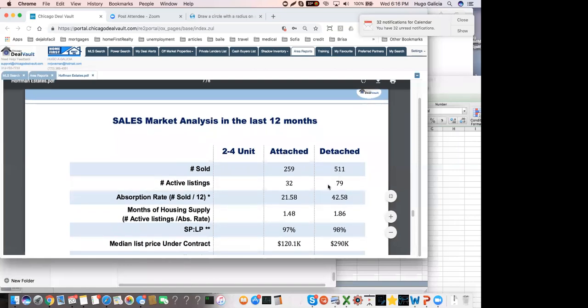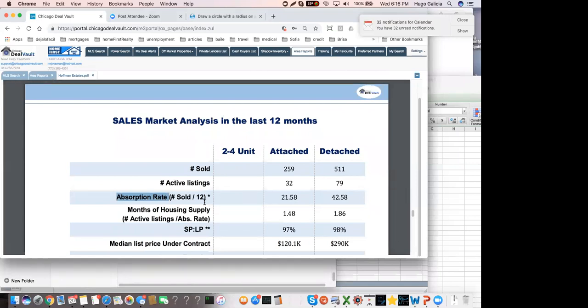Okay, so first of all, friends, we need to understand absorption rate, which is the third indicator down the list. This is computed by taking the number of properties sold in a given time, in this case on a monthly basis. So we're taking the last 12 months and determining how many properties have been sold in a month. The average is 42 properties sold in Hoffman Estates on a monthly basis. So this tells you how quickly properties are sold in this particular area.